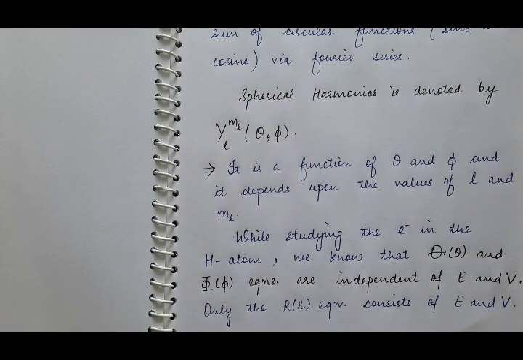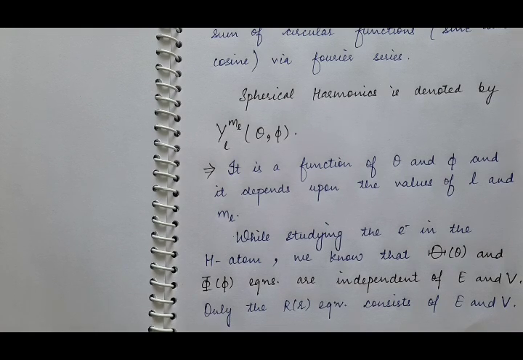While looking at all three differential equations, we can see that energy and potential, E and V, don't appear in the equations of theta and phi. The phi and theta equations don't contain E and V, meaning they are independent of E and V. Only the equation of the radial wave function, the R(r) equation, contains energy E and potential V.